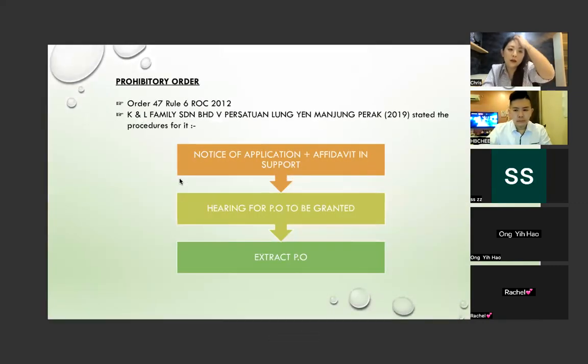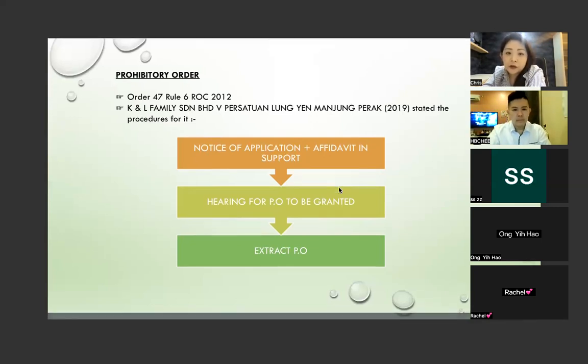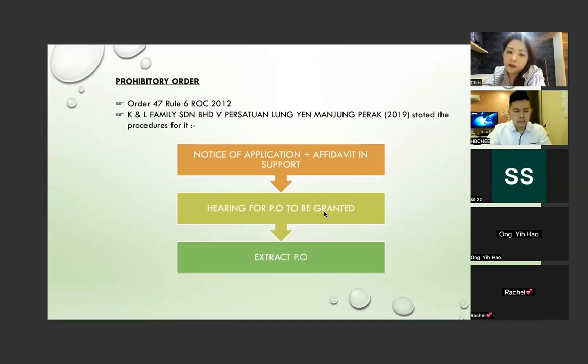The next one will be the prohibitory order. The prohibitory order is governed under Order 47, Rule 6 of the ROC. How do you apply for a prohibitory order itself? You have to file in your notice of application, supported by an affidavit. Once you file it and extract the sealed copy, they will provide a hearing date. During the hearing date, you just appear in court and the order will be granted.